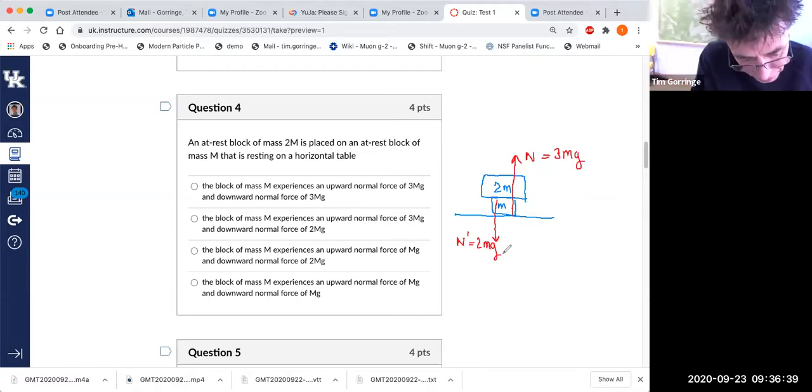And so there's 2 normal forces that are acting on the smaller mass, on the top surface, on the bottom surface, from the tabletop, from the heavier mass, and the one that is larger is the upward force. That's 3mg. The one that's smaller is the downward force. That's 2mg. This is the correct answer.